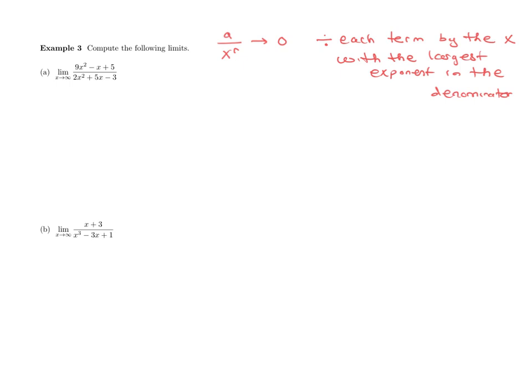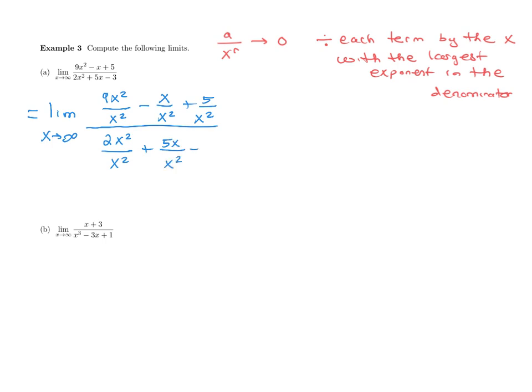This will look like the limit as x approaches infinity of, that'll be kind of a mess, but it's 9x squared over x squared minus x over x squared plus 5 over x squared, all divided by 2x squared over x squared plus 5x over x squared minus 3 over x squared. This limit and this limit are equivalent because this expression and this expression are equivalent. But this one we can simplify.